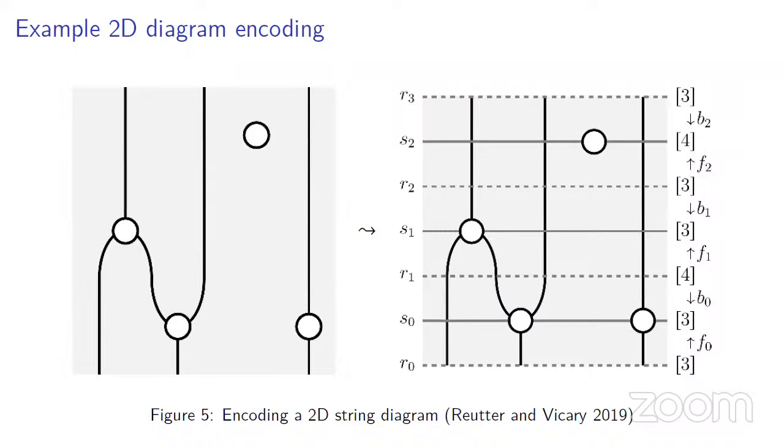So here's a bit of a worked example. The picture on the left is a two-dimensional string diagram. And if you were to scan horizontally up the page, horizontal slices, you see that each slice itself can be thought of as a one-dimensional string diagram. The very first slice, which we call R0, intersects with the wire 3 times, which is why we write this 3 here.